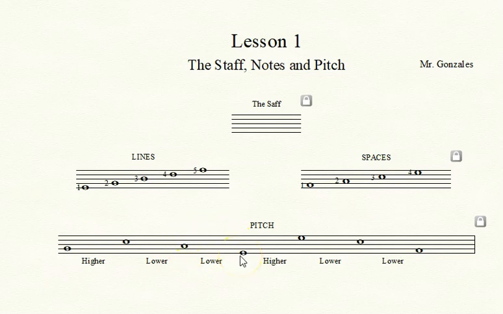Over here, we have a note on the first line and a note on the fourth space. We can see from the first note to the second note, we have jumped up quite a bit up the staff. So our second note is higher. Next, we have a note on the fourth space and a note on the third space. By looking at the second note, we can see that it is lower than the first. So our note will be lower.